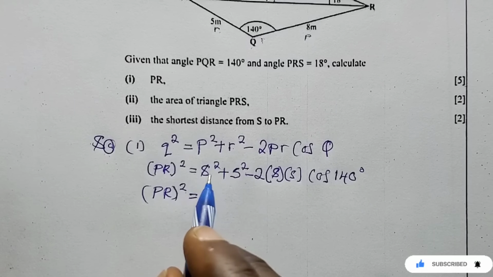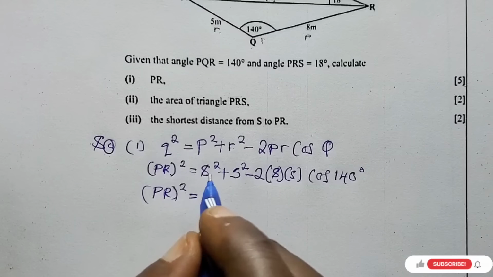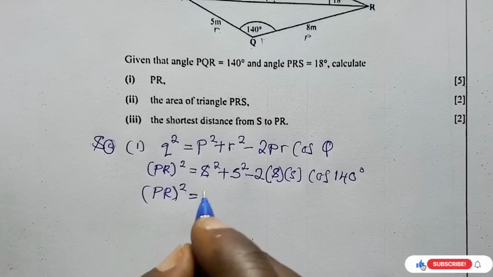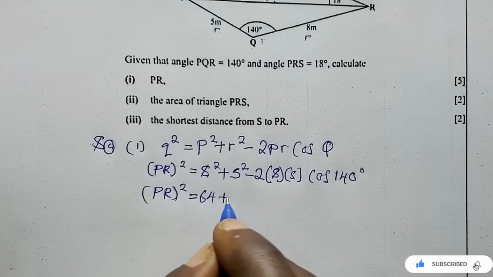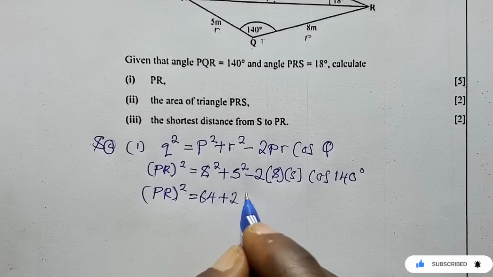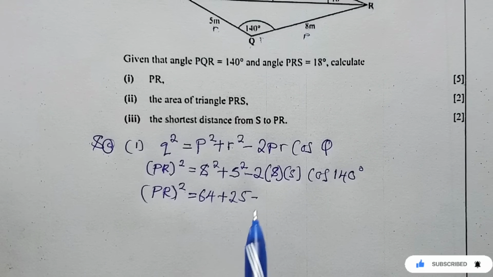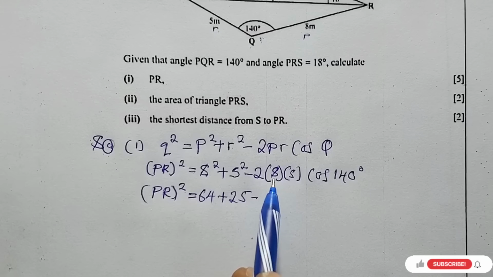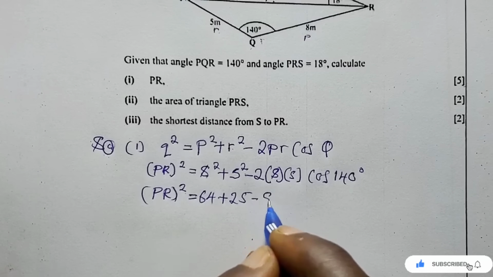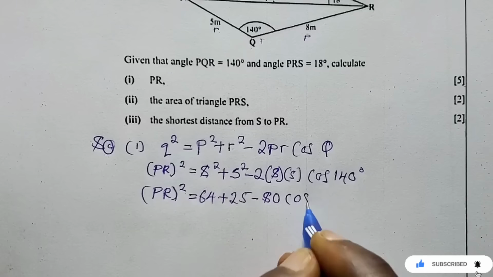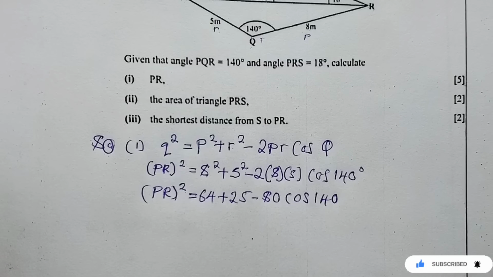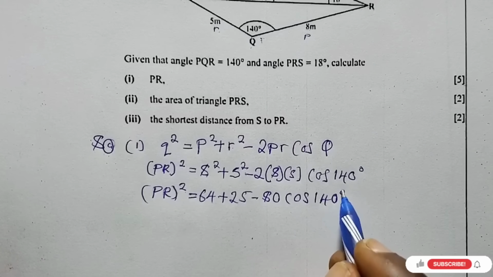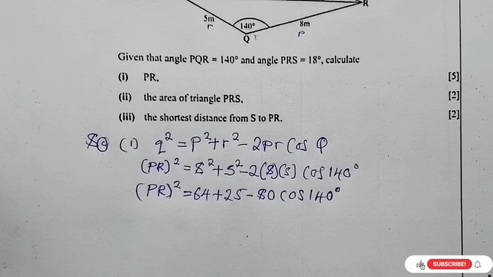Then here you can start solving. 8 squared means 8 times 8, which is 64, plus 5 squared is 25, minus 2 times 8 times 5. That's what we are having, so we have 80 here, cos 140 degrees. Mind you, this is 5 marks, so don't take shortcuts.